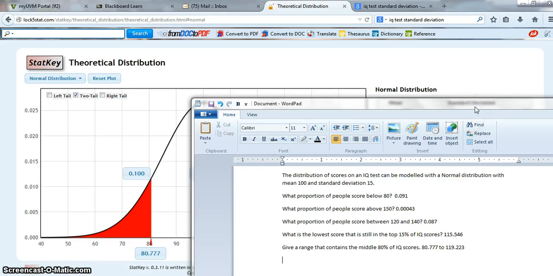Hopefully this helps you get started using StatKey with the normal distribution. If you find that you have questions, please don't hesitate to let me know and I'd be happy to help.